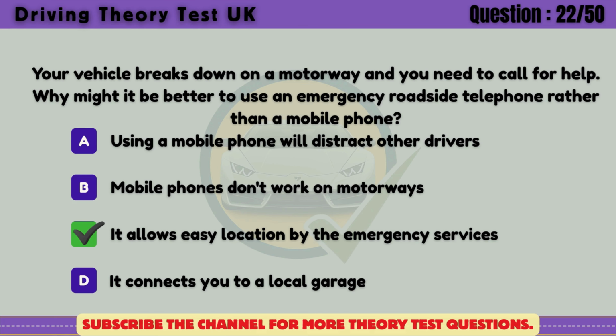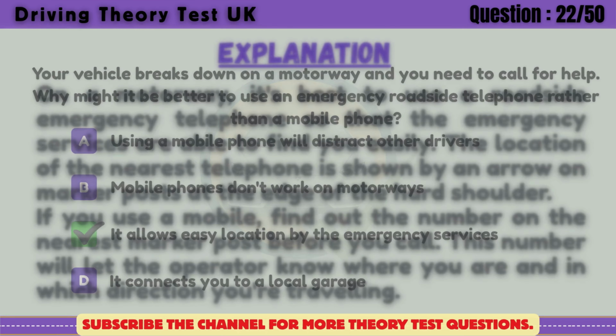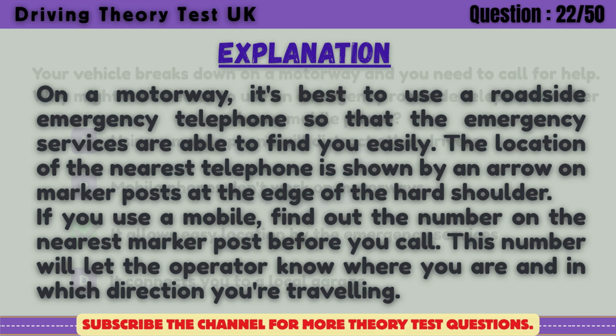Answer is C. It allows easy location by the emergency services. On a motorway, it's best to use a roadside emergency telephone so that the emergency services are able to find you easily. The location of the nearest telephone is shown by an arrow on marker posts at the edge of the hard shoulder. If you use a mobile, find out the number on the nearest marker post before you call. This number will let the operator know where you are and in which direction you're traveling.